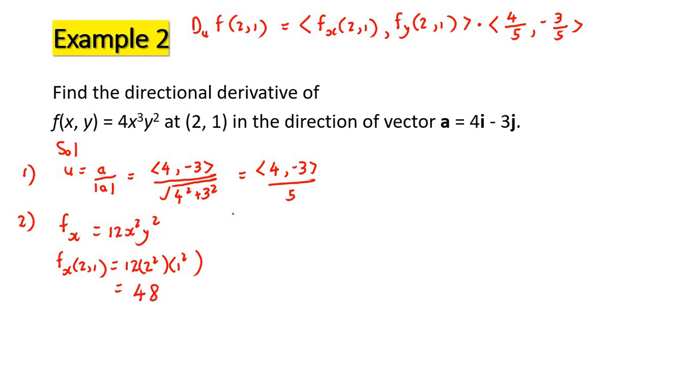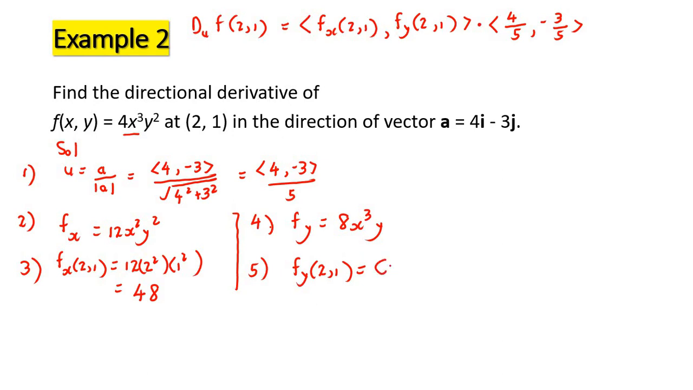Then the third step, find f_y: differentiate with respect to y while x cubed is constant, so we have 8x cubed y. And then f_y at the point (2,1): x is 2, and 2 cubed is 8, 8 times 8 is 64, times y which is 1, so 64.